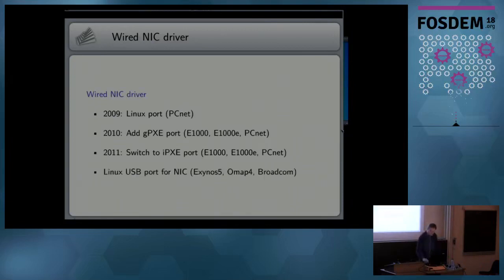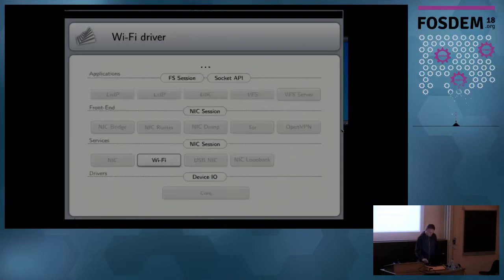Okay. There's also NIC support over USB. This is ported from the Linux sources. We use it especially for these ports here, the Exynos 5 SoC, the OMAP4 SoC, and Broadcom SoCs, because we used things like the Pandaboard or the Arndale board, and Broadcom is the Raspberry Pi. So there you need network over USB.